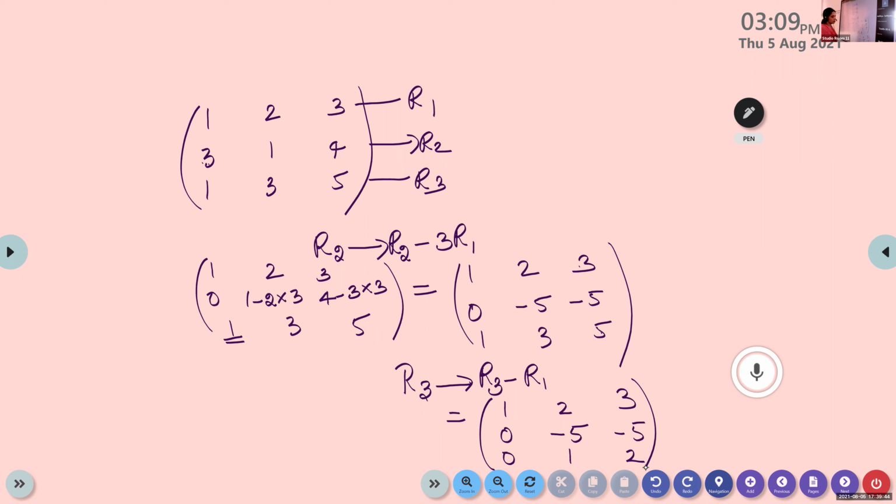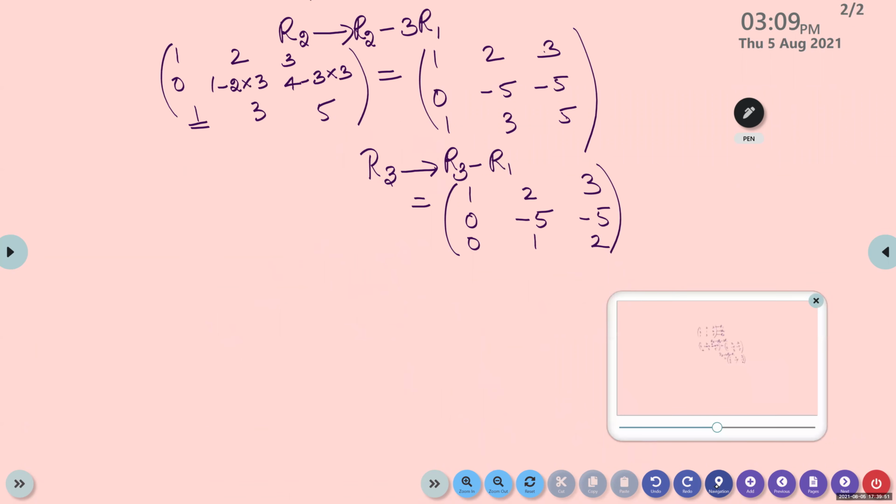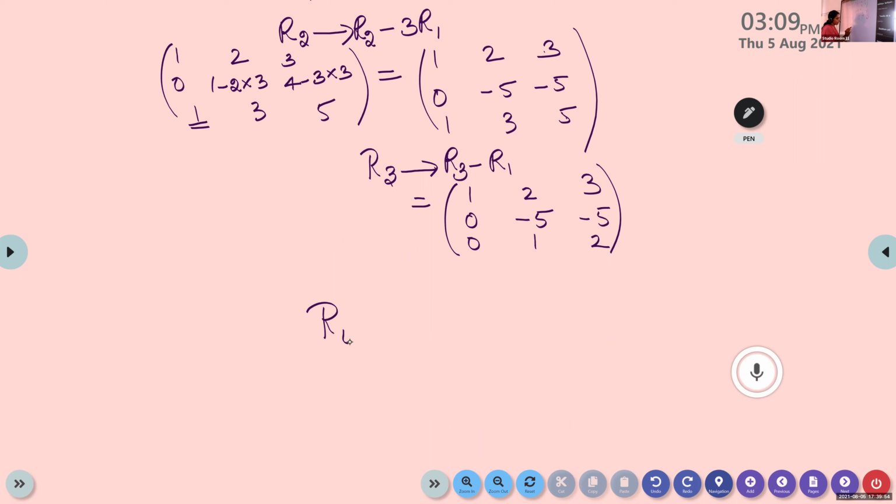So how can we write this? Okay. How can we generalize it? So look at here. We can write like this: Ri gets Ri plus some constant into Rj. That means we are adding the elements of the ith row with k times the corresponding elements of the jth row.